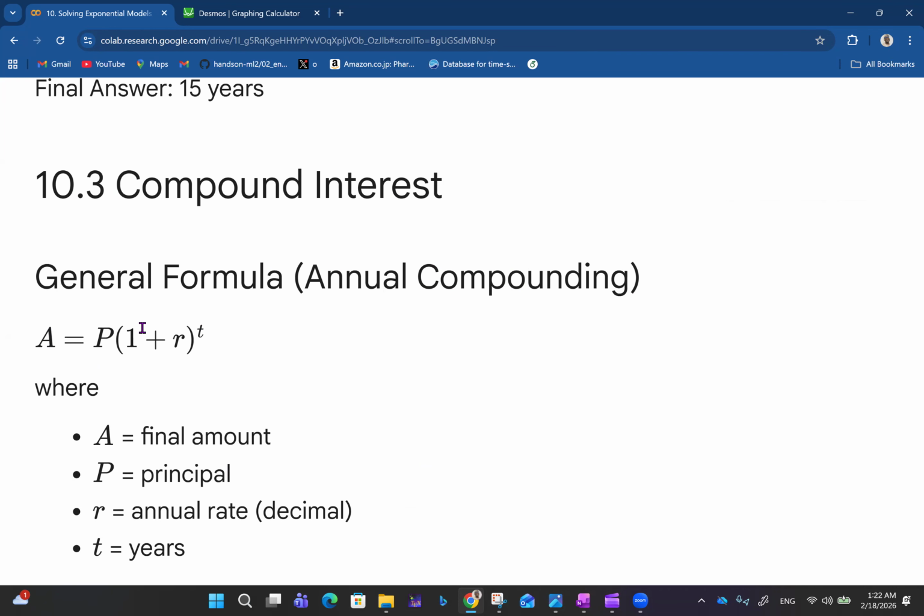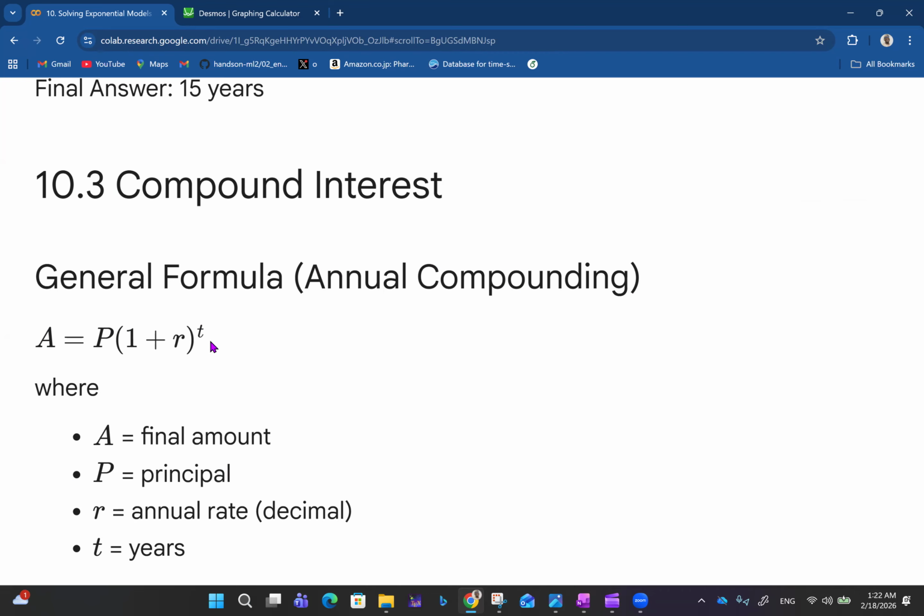So you have A equals P times (1 plus r) to the power t. This is the general formula for annual compounding. A is the final amount, P is the principal, r is the annual rate in decimal. So if you are given a percentage, take it to decimal. t is years, or it can be quarters or anything.